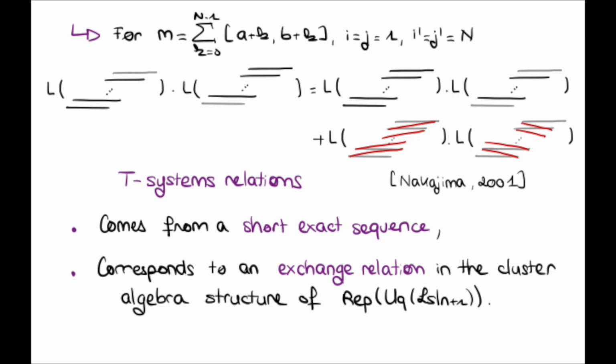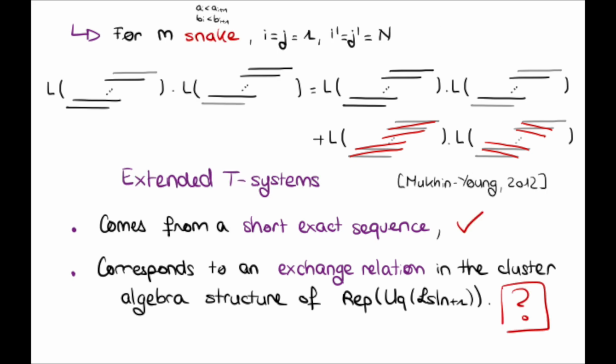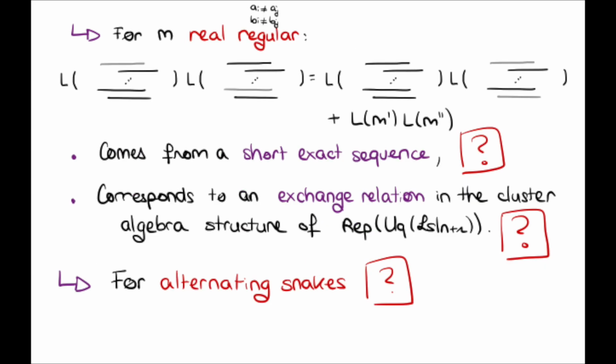There's a slight generalization of that for snakes. So this was the condition for snakes. It's just kind of the same thing, except the lines are not all the same length. And this gives you the extended T-system, which is also a well-known relation that pre-exists this consideration. And we know that it comes from a short exact sequence, but it's still unknown whether it corresponds to an exchange relation in the same cluster algebra structure. This is what I did. This is from Bittmann.